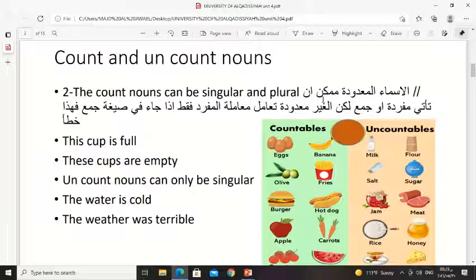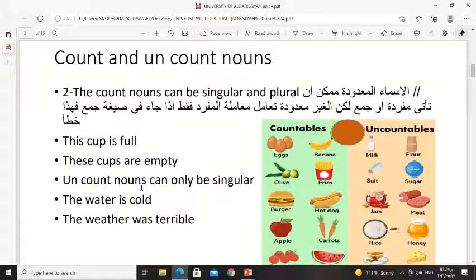ممكن أن تأتي مع الجملة بصيغة الجمع وبصيغة المفرد، لكن الغير معدودة غلط تأتي في صيغة الجمع، تأتي فقط بالجملة المفردة. This cube is full. These cubes are empty. Cube is a countable noun, it can come with the plural form and singular form of sentences.